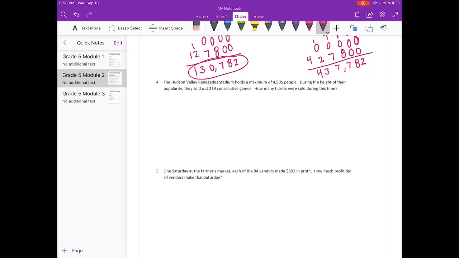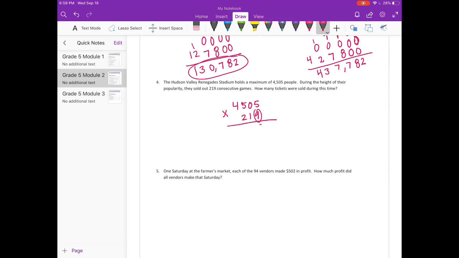The Hudson Valley Renegade Stadium holds a maximum of 4,505 people. During the height of their popularity, they sold out 219 consecutive games. How many tickets were sold during the game? So 219 consecutive games with 4,505 people at each one. So we are going to multiply 4,505 times 219.